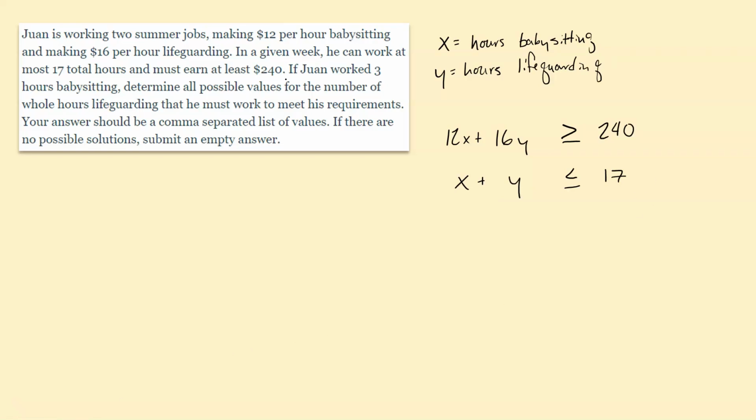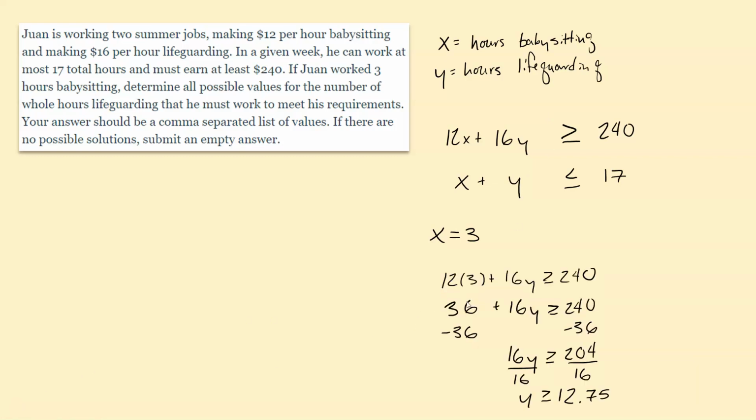Now let's go ahead and take a look at the rest of the problem. It says if Juan worked 3 hours babysitting, determine all possible values for the number of hours lifeguarding that he must work to meet his requirements. So we are saying x equals 3 at this point. We're setting x to equal 3. So now we want to plug that in and figure out what possible values of y we could have.